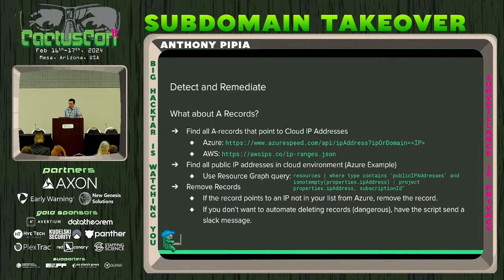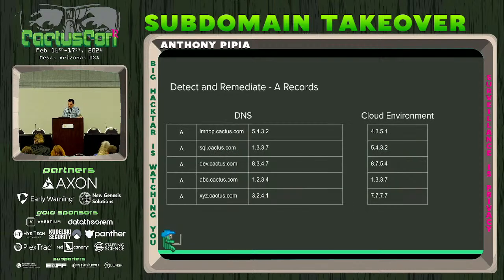And then you want to find all the public IP addresses in your cloud environment. I provided an Azure example because that's what I'm most familiar with, so you can use the Resource Graph query with a query like this one, and it will return all of the IP addresses and the subscriptions they came from. There's a little bit of a challenge, maybe making sure that your request has enough access to actually get all of the IP addresses, but once you overcome that hurdle, you'll have a list of all the IP addresses of your cloud resources. Now you just need to check the two, right? So remove any records that are pointing to cloud IPs that are not in your cloud IP list, because they're clearly not yours anymore.